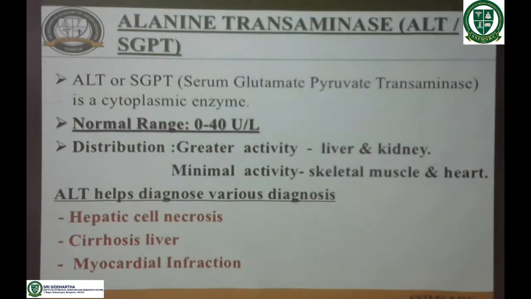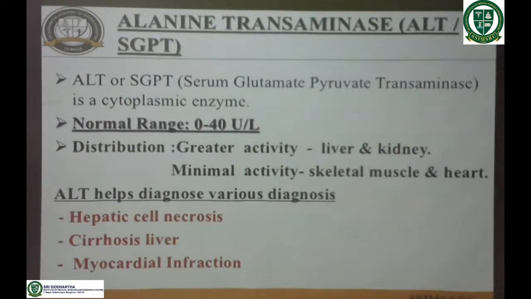When it comes to the distribution of this enzyme, it is distributed majorly in the liver, kidney, skeletal muscle, and the heart. But the major activity of this enzyme is found only in the liver and kidney. Minimal SGPT activity can be seen in skeletal muscle and the heart. This ALT test is specific for liver disorders.